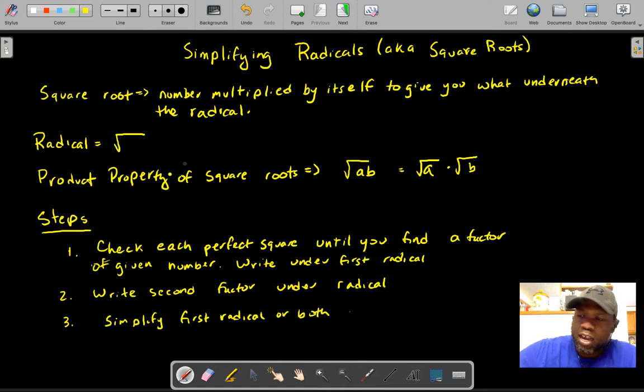How we're going to do that is by using the product property of square roots, which basically means that if I have the square root of AB, then I can split it up and make it the square root of A times the square root of B. Let me give you an example of that.